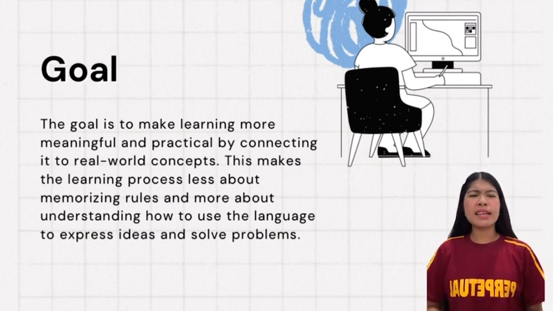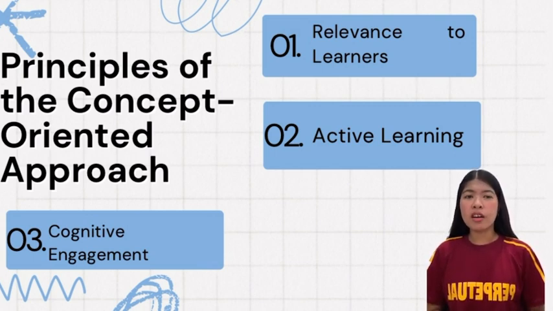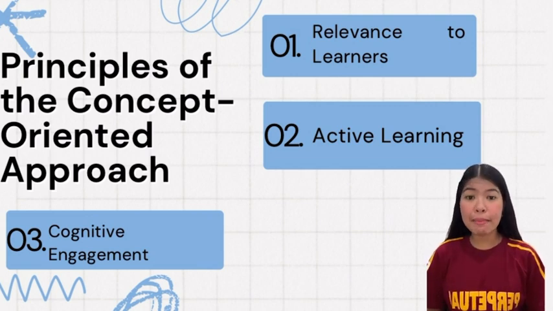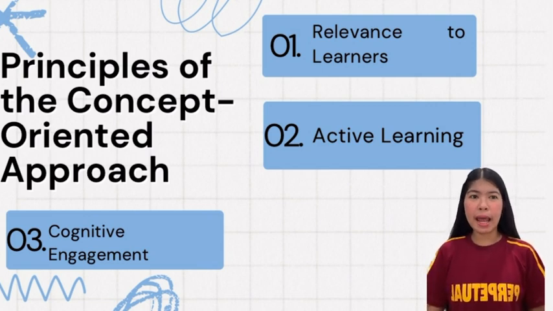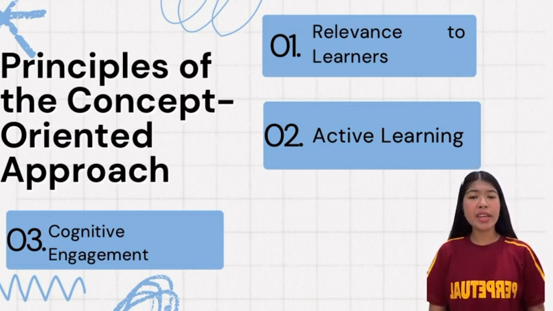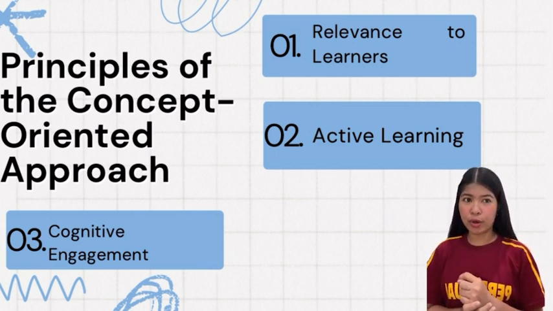So let's move on. COA has its principles. Number one is the relevance to learners. Why is it important? Let's now tackle the principles of the concept-oriented approach. Number one, we have the relevance to learners.